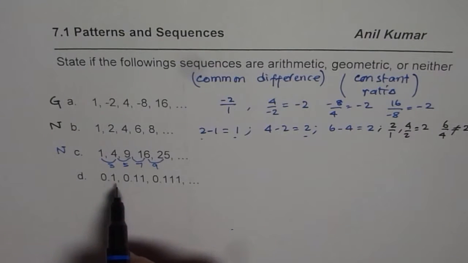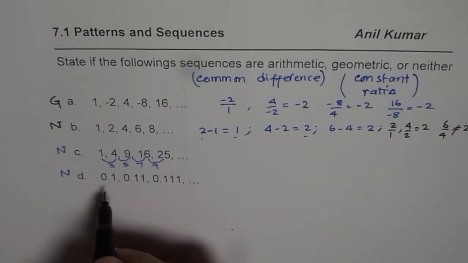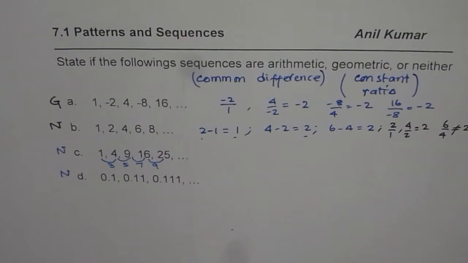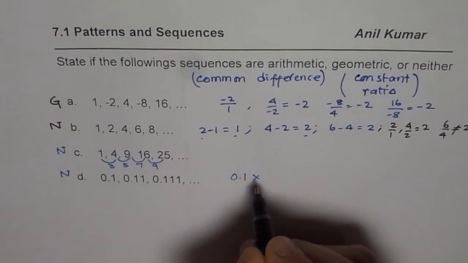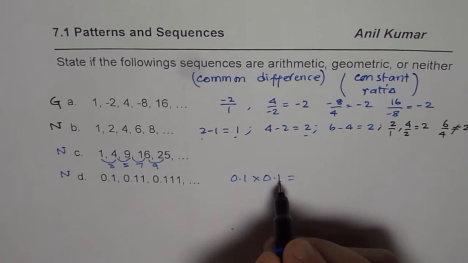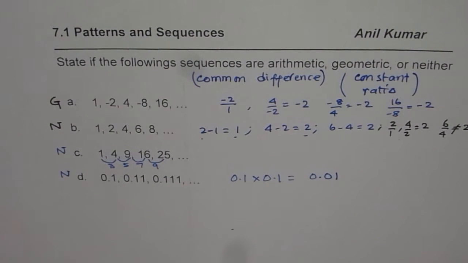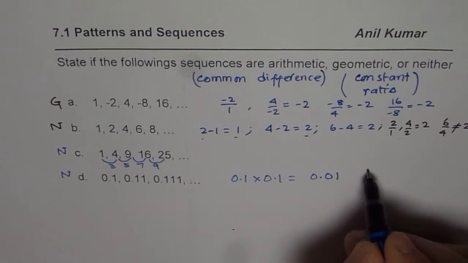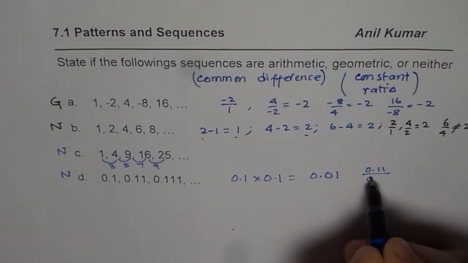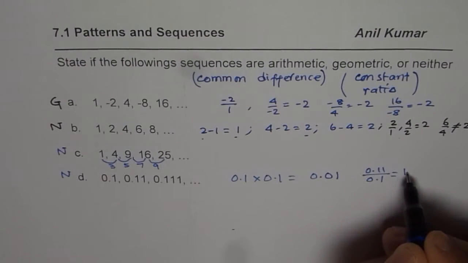Now we have 0.1, 0.11, 0.111. This is also neither, since you cannot get the next term by multiplying it with the previous term, right? If I do 0.1 times 0.1, what do I get? I actually get 0.01. You get the idea, which is not similar, right? So we don't have a common ratio here, or you could check the other way. 0.11 divided by 0.1 is what? When you do that, the decimal moves one place, so you get 1.1.